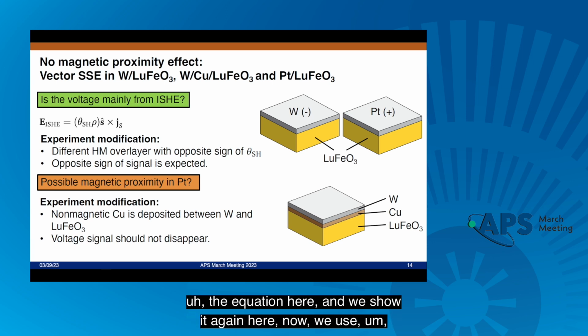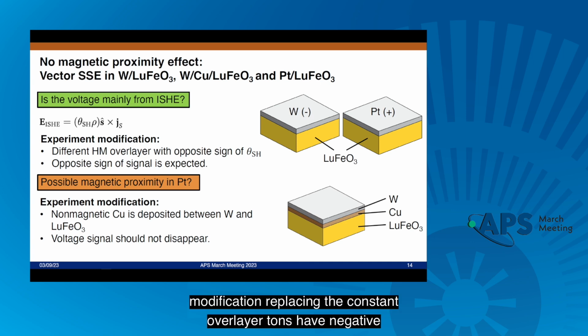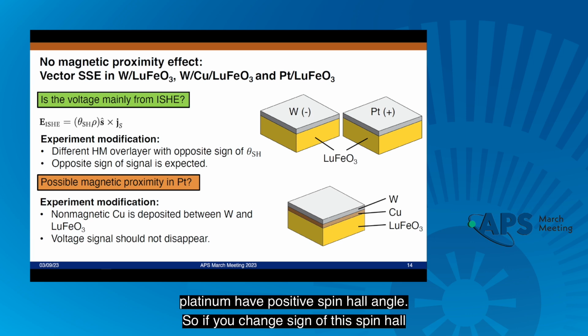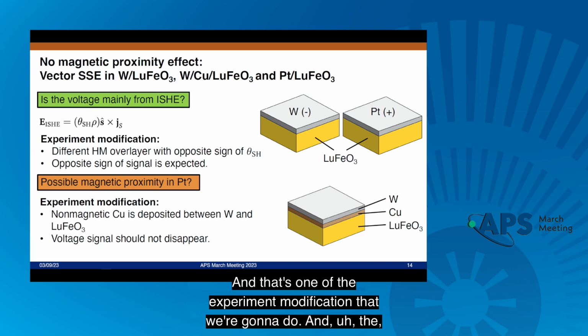Now we play with the spin Hall angle in this equation by proposing an experiment modification, replacing the tungsten overlayer, tungsten having a negative spin Hall angle, with a platinum overlayer, platinum having a positive spin Hall angle. So if you change the sign of this spin Hall term, you're expecting to see a change of sign of the thermal voltage detected. And that's one of the experiment modifications that we're going to do.